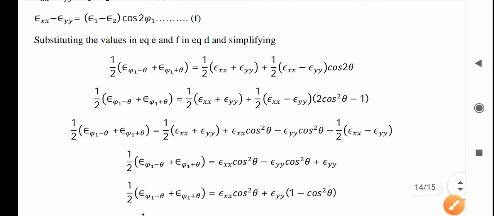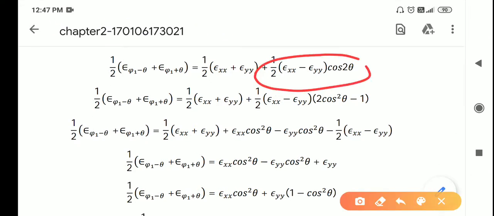So see here, next you are simplifying this term. You are going to simplify half of epsilon xx minus epsilon yy cos theta, and it will be converted into this term. Cos 2 theta is equal to 2 cos square theta minus 1. Okay, so next you are again multiplying these factors and you are going to get the next equation, that is epsilon xx cos square theta minus epsilon yy cos square theta, minus half into epsilon xx minus epsilon yy. This is the equation you are going to get.